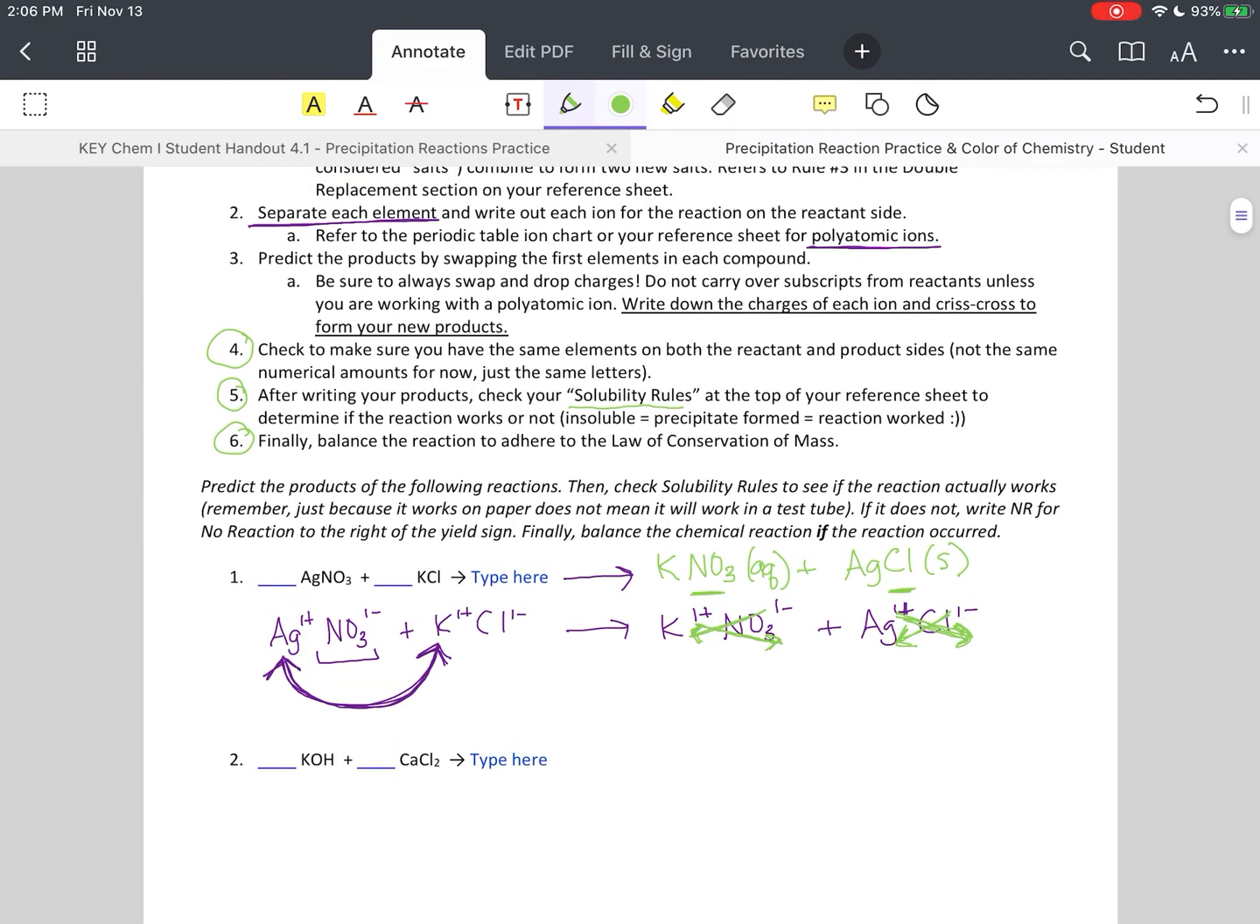Okay, I'm going to do one more. So remember, the first thing I'm going to do is write out my ions. Remember, OH is a hydroxide.